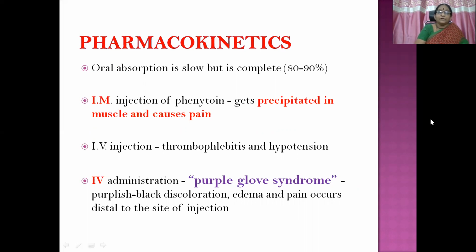And apart from that, it also gives rise to a specific manifestation, that is purple glow syndrome. P for phenytoin, P for purple glow syndrome. That is purplish black discoloration, edema, pain occurs distal to the site of injection. If we give here, so this entire upper lip will be becoming purple. It's like a glow. It's as if you have put the patient on glow.